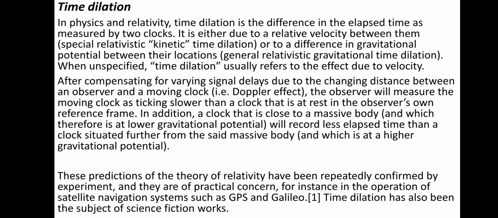And moving on to the last topic, that is time dilation. In physics and relativity, time dilation is the difference in the elapsed time as measured by two clocks. It is either due to a relative velocity between them or to a difference in gravitational potential between their locations. When unspecified, time dilation usually refers to the effect due to velocity. Predictions of the theory of relativity have been repeatedly confirmed by experiment, and they are of practical concern, for instance in the operation of satellite navigation systems such as GPS and Galileo. Time dilation has also been the subject of science fiction works.